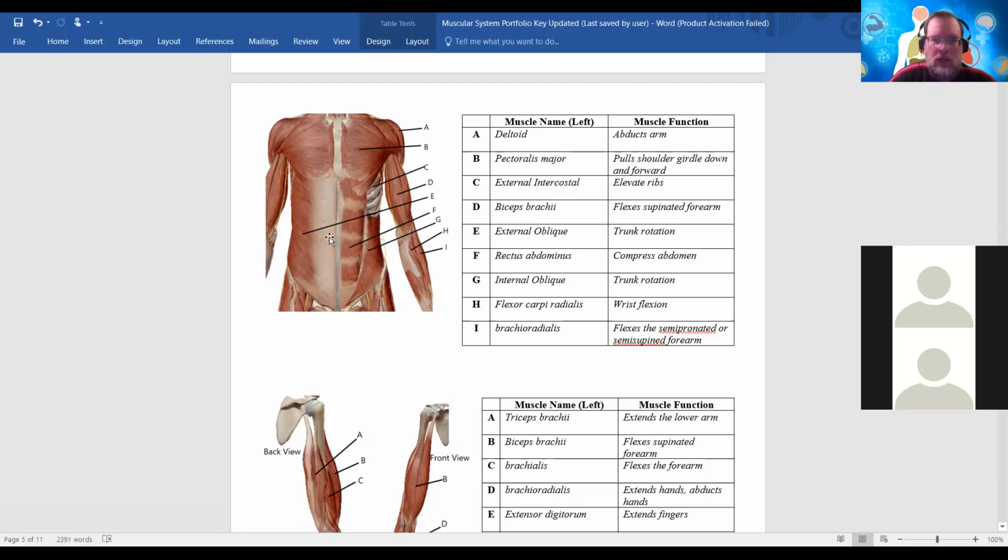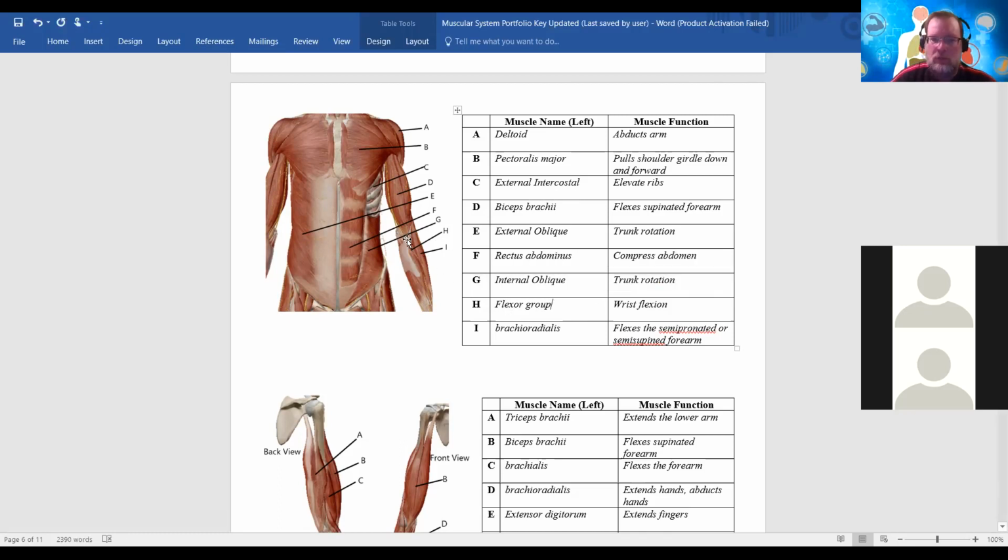And then we come over and we look at some of the oblique muscles. We see the external oblique and then the rectus abdominis and then the internal oblique coming across the way. And then letter H, you could just put, in fact, I'll even change it, flexor group would be fine for that one.